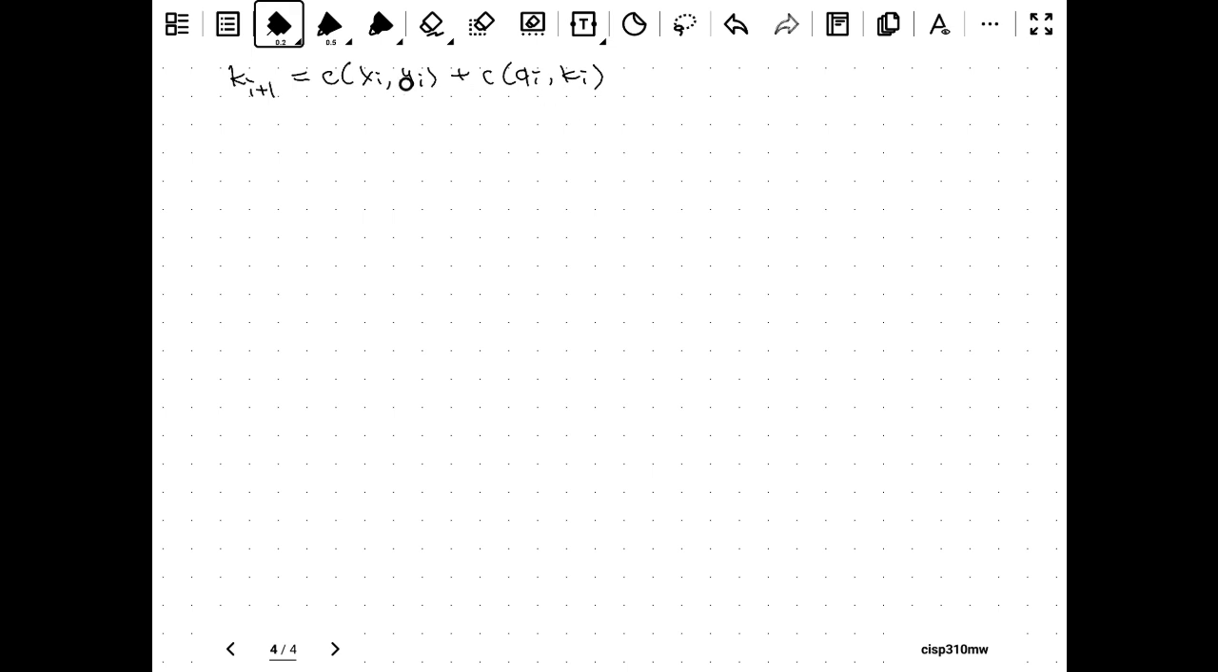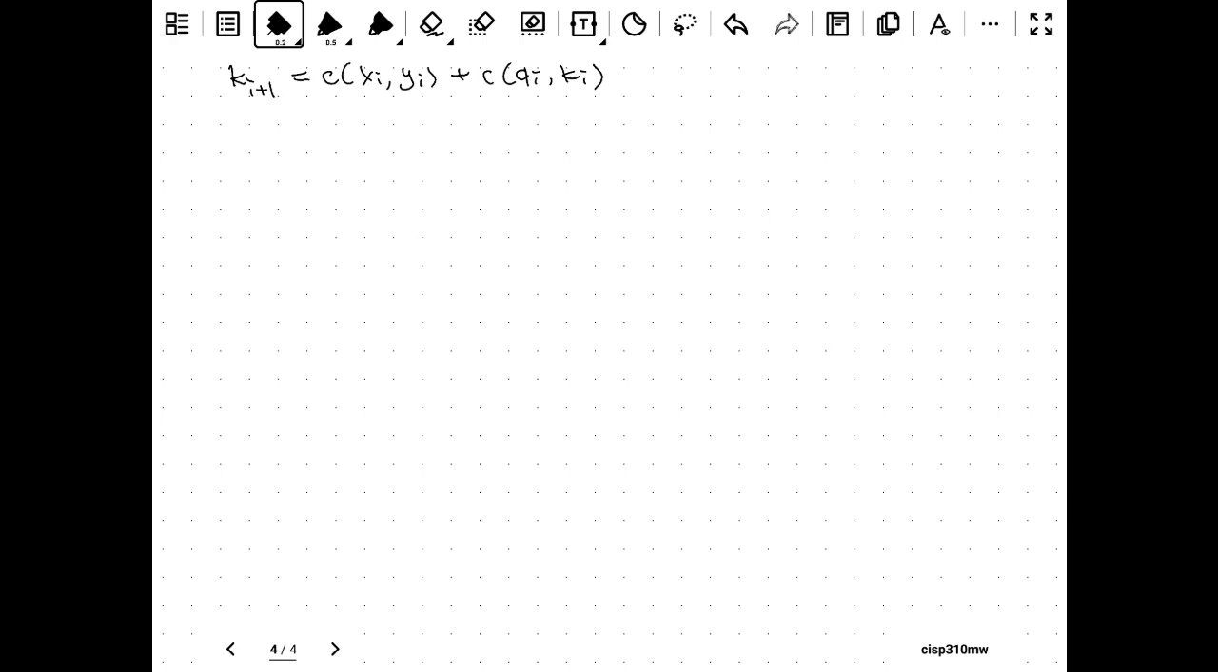C of XI YI cannot be true at the same time when C of QI KI is a 1. So here we go, this is a pattern. I make the claim that they cannot both be ones.